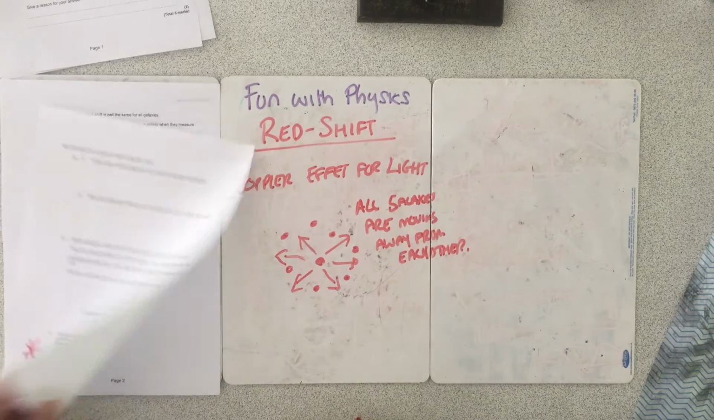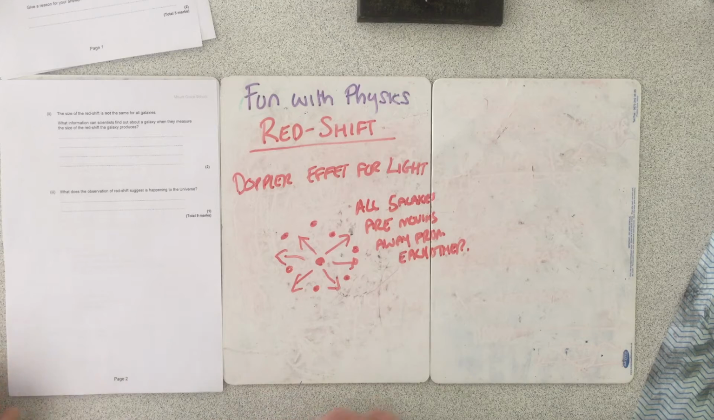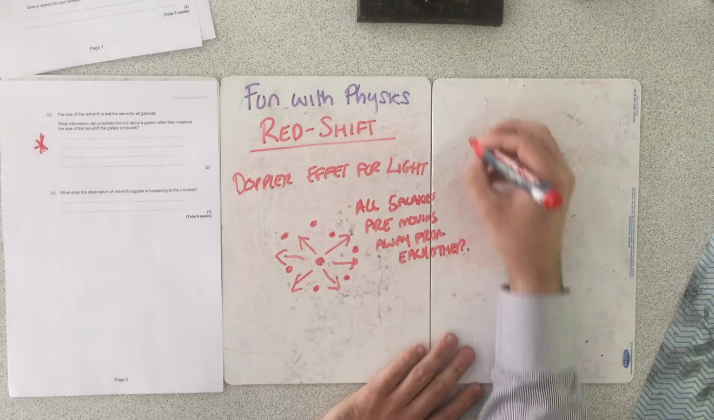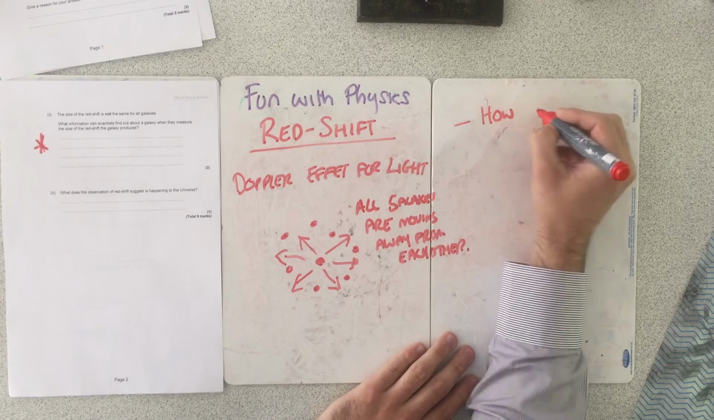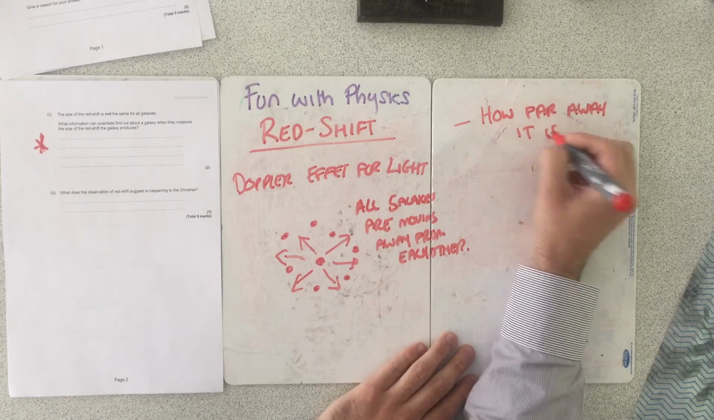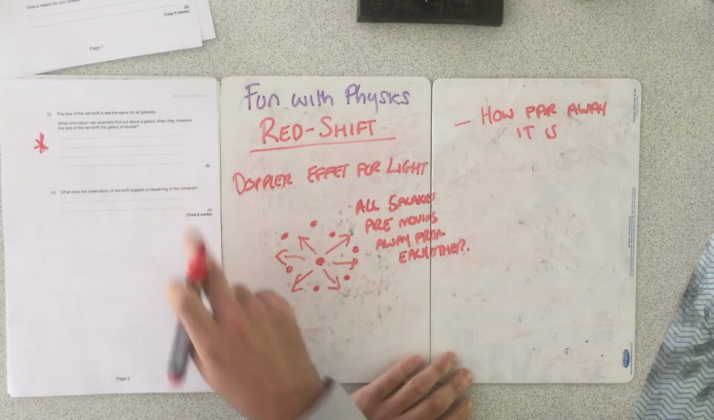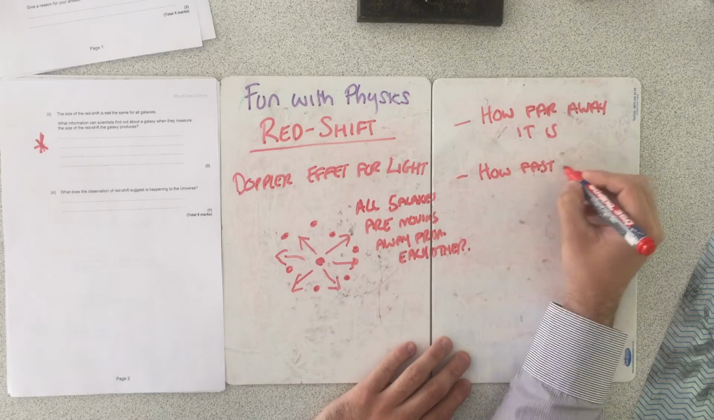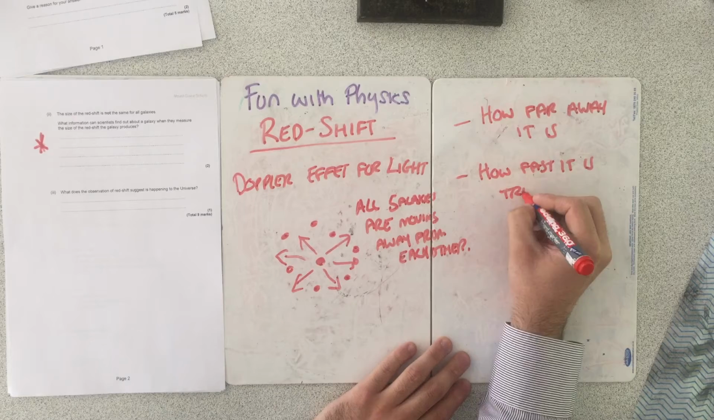Okay, second part of the question. The size of redshift, however, is not the same for all galaxies. What information can scientists find out about the galaxy when they measure the size of the redshift the galaxy produces? And there's two things to this. First of all, it tells us how far away it is. Okay, so that's the first thing, our first mark. The second thing it tells us is how fast it is travelling.